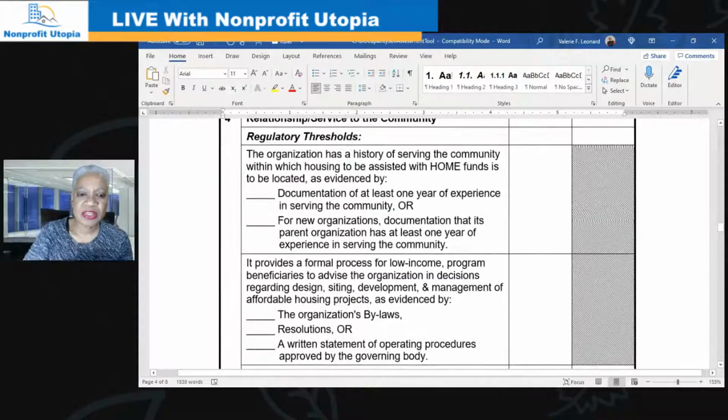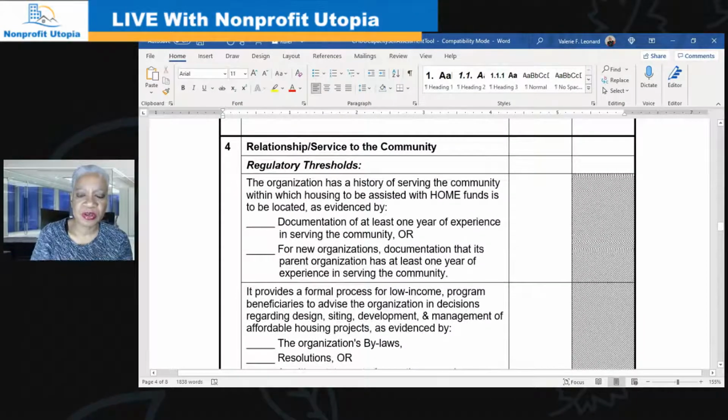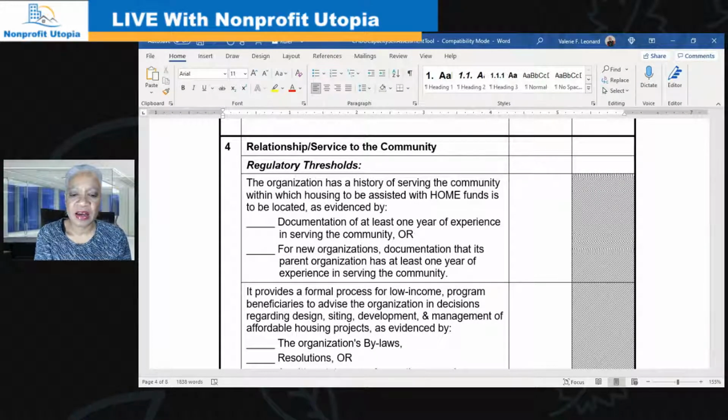And then you want to look at your relationship to the community. Does the organization have a history of serving the community within which housing to be assisted with HOME funds is to be located, as evidenced by documentation of at least one or more years of experience in serving the community, or for new organizations, documentation that its parent organization has at least one year of experience in the community?